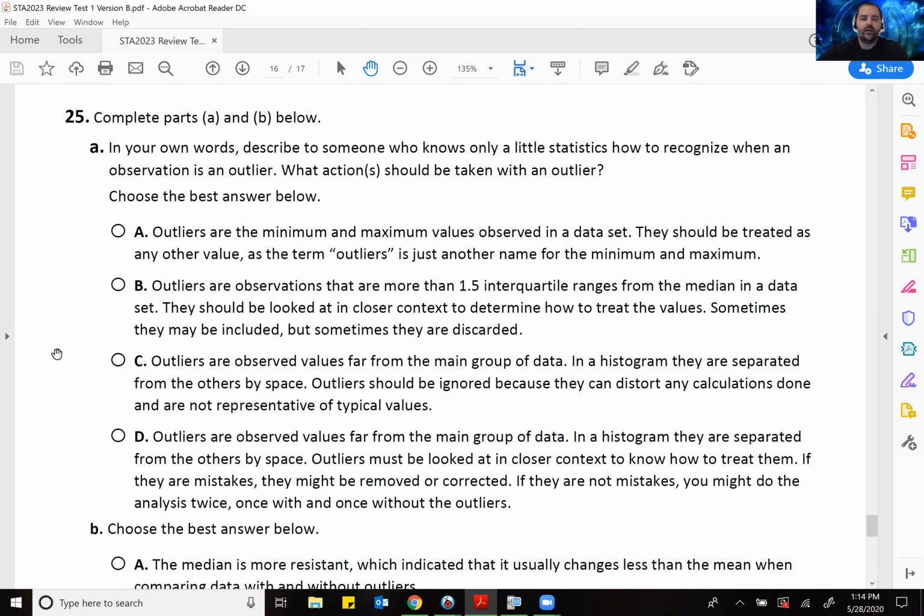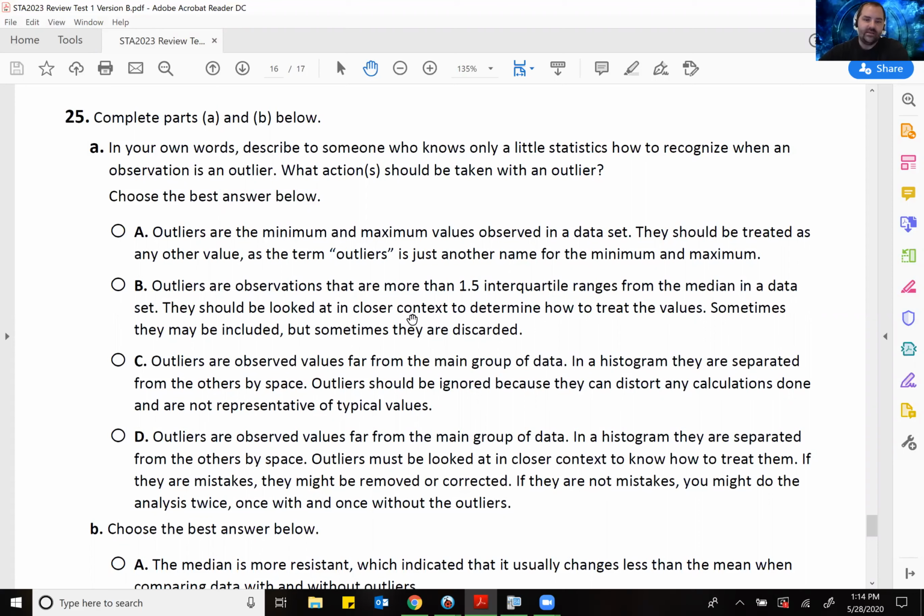Okay. So the first thing is, yes, outliers are observations that are more than 1.5 interquartile ranges away. But the big thing is that outliers are observed values far from the main group. In a histogram, they are separated by spaces. Outliers must be looked at in closer context to know how to treat them. If they are mistakes, they should be corrected or removed. If they are not mistakes, you might want to do the analysis twice. That's the big thing right here.